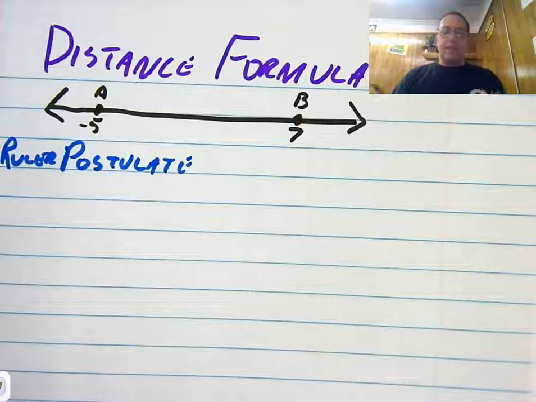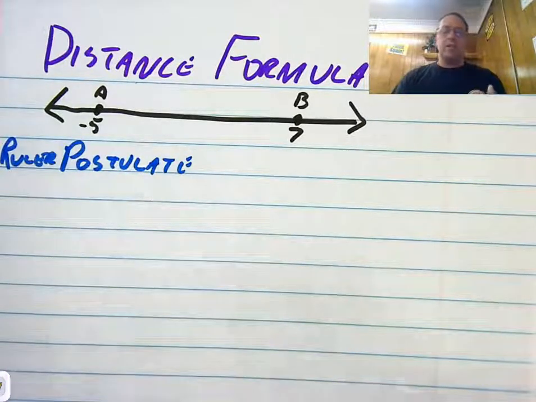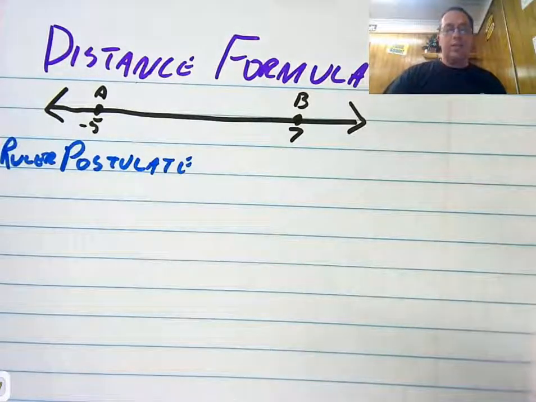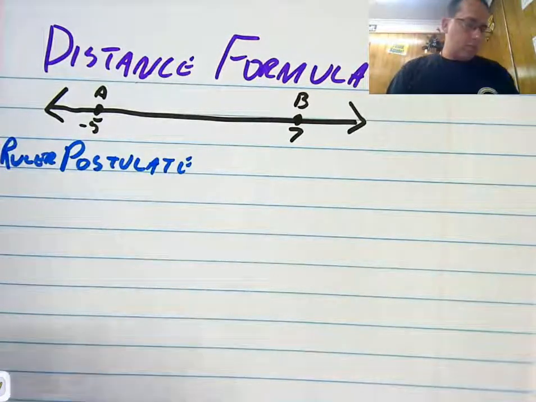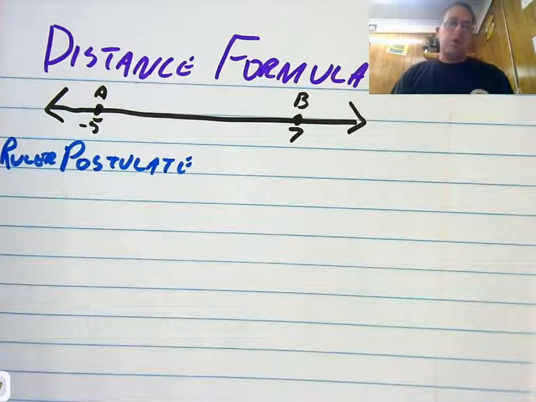Think of these kind of like the undefined terms of geometry: point, line, plane. We couldn't actually get a very good definition that says this is what it is and this is why, but we go with it anyway. Postulates are along those lines. We can't have some definite rule that backs up that we can do this, but we're going to go with it. And what the Ruler Postulate says is that points can be matched to numbers on a number line, and we call those numbers coordinates.